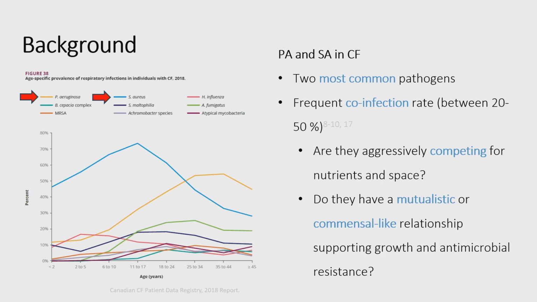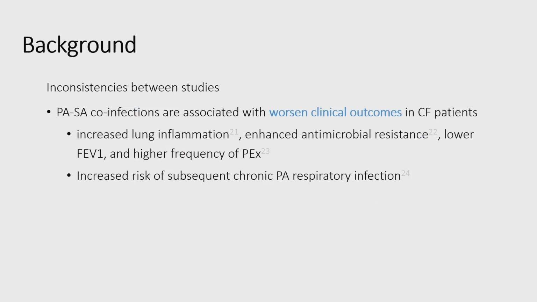In the younger stages of a CF patient, Staph aureus is the most common pathogen infecting the CF lung. But as these patients age into adulthood, Pseudomonas becomes more predominant. So it raises the question as to whether these two pathogens are aggressively competing for nutrients in space, or do they have some sort of mutualistic or commensal-like relationship supporting growth and antimicrobial resistance.